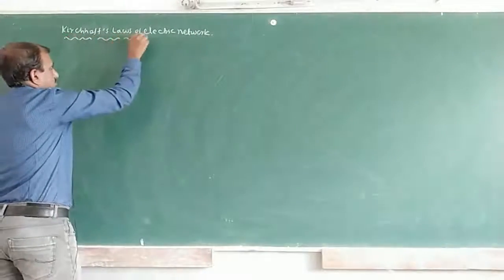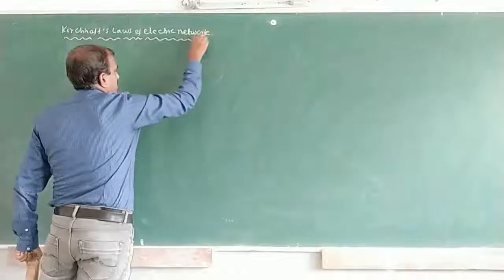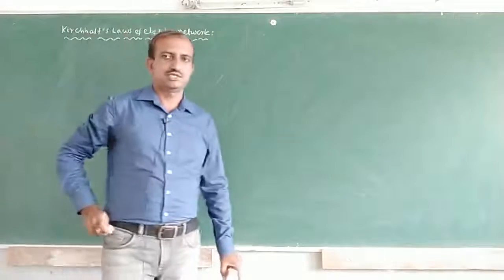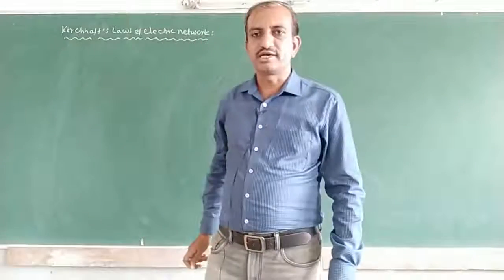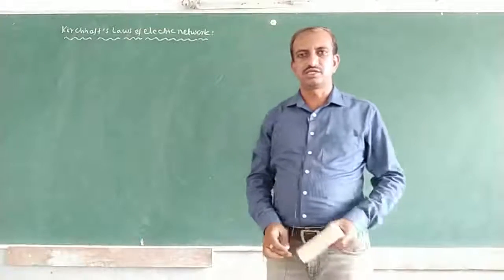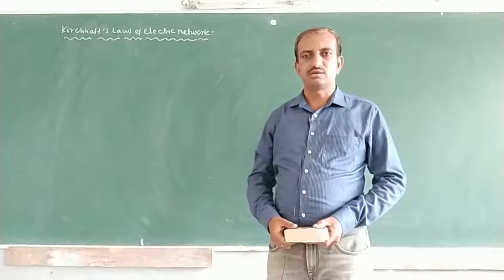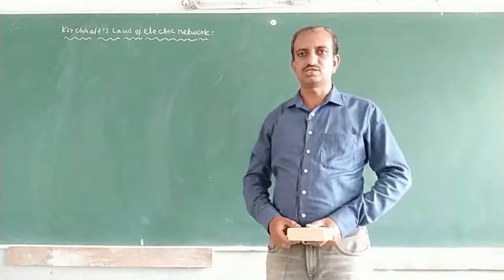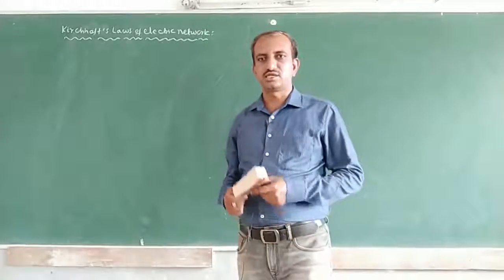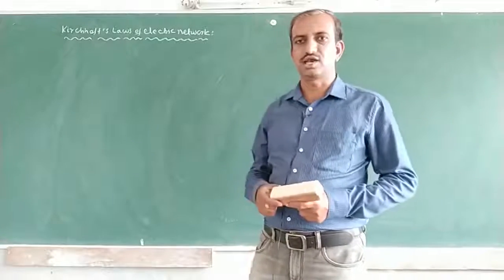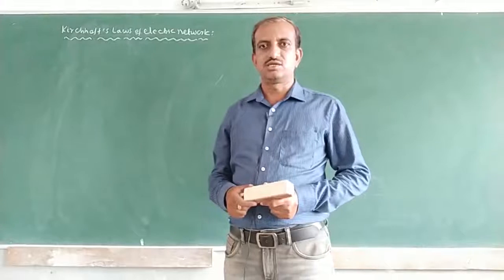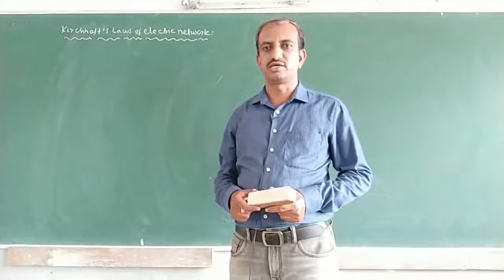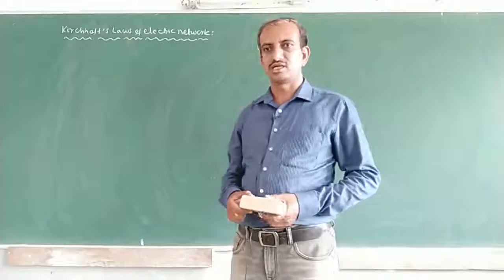Using Ohm's law we can solve only the simple circuits involving resistors, whereas the complicated circuits involving resistors and cells can be solved using the Kirchhoff laws of electric network. What is an electric network? An electric network is nothing but an electric circuit in which electrical components like resistors and cells are connected in a complicated manner. This is called an electric network.